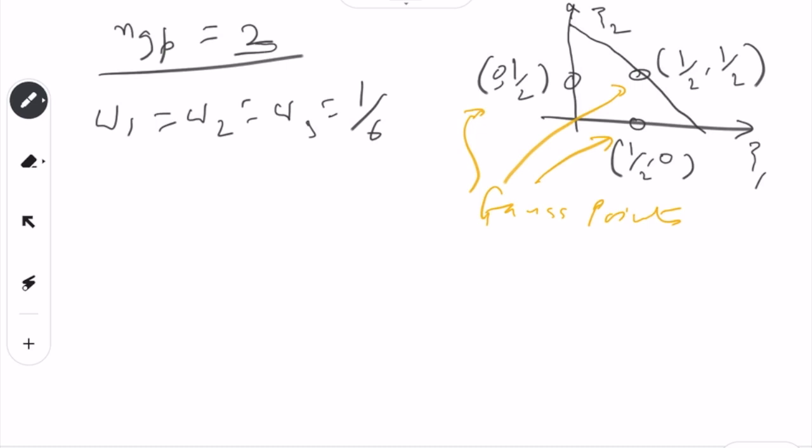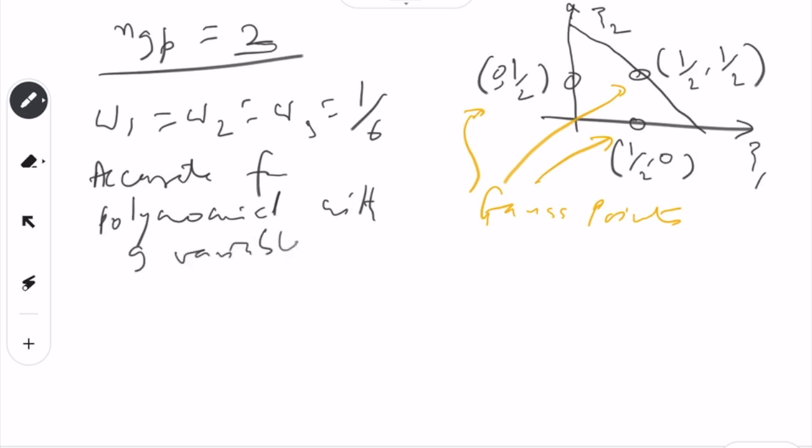So the kind of polynomial that it can integrate correctly, that will be something like this. So accurate for polynomial with 9 variables, okay. So let's look at, let's say, g of xi 1, xi 2. Let's look at the quadratic one. Let's see how it goes, okay.